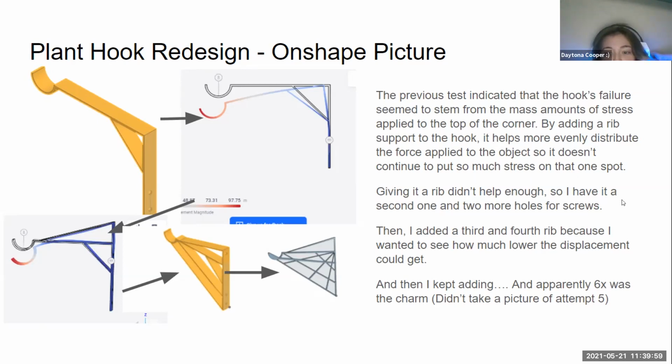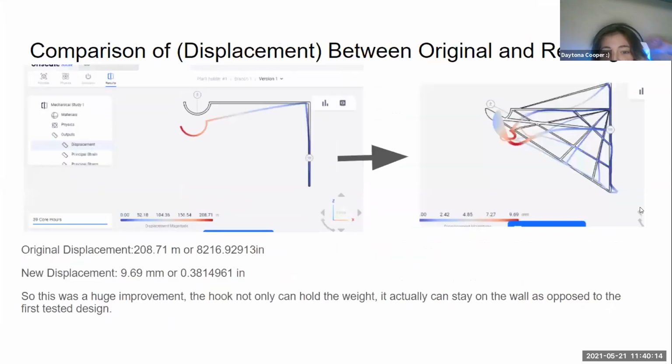Giving it a rib didn't help enough, as I mentioned, so I gave it a second one, 2 more holes or screws, and then for another design, I added a third and fourth rib because I wanted to see how much lower the displacement could get, and then I just kept adding. And it kind of turned out looking like a spider web. So the displacement, the difference between the two. This was really exciting for me because I felt like I got it down pretty low. I was like, okay, this is pretty awesome.